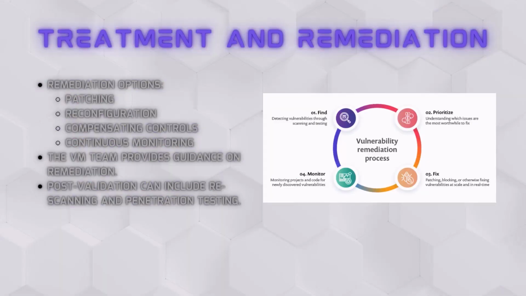After prioritization, organizations must determine the appropriate course of action, whether it's patching, reconfiguration, implementing compensating controls, or continuous monitoring. The vulnerability management team should provide the support teams the necessary information and guidance on what needs remediation and how to remediate. Assistance is also provided through rescanning. Post-remediation validation ensures vulnerabilities are effectively mitigated, reducing the risk of exploitation.